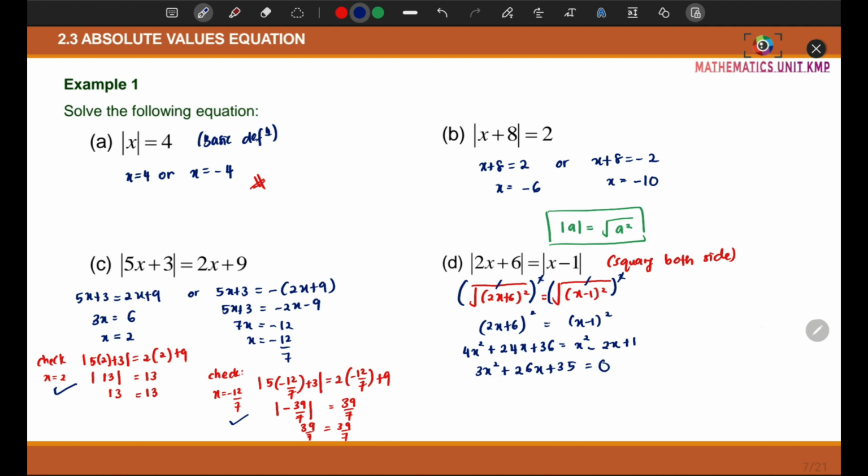Okay, now we will factorize our equation. So we have 3x plus 5 and x plus 7 equal to 0. So x will be equal to negative 5 over 3 and x equal to negative 7. So you can check your answer as well for this equation and check whether we can accept both values. After you check, we can see that both values can be accepted. So this is our final answer for this question.